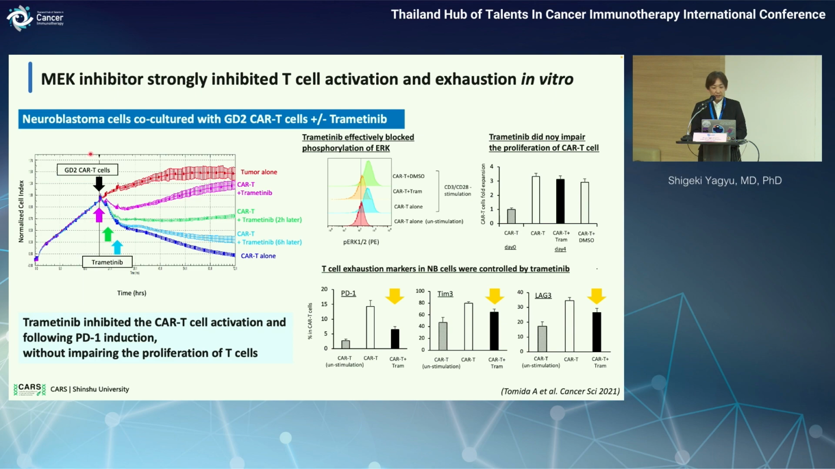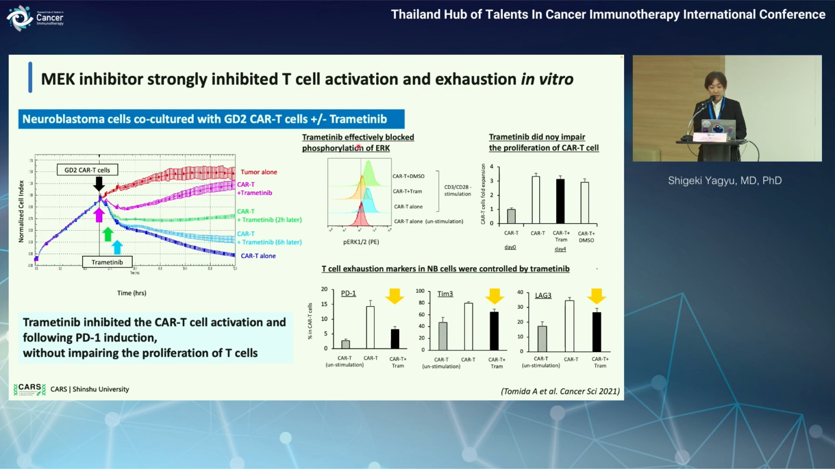Okay, this is the real-time cell analyzer data that showed the proliferation of neuroblastoma cells co-cultured with GD2 CAR T cells in the presence of trametinib. The tumor cells grow in the analyzer, as you can see in the red line, and when the GD2 CAR T cells were added, they killed the neuroblastoma cells immediately. And when trametinib was added to the co-culture, trametinib immediately controlled the function of GD2 CAR T cells, as you can see here.